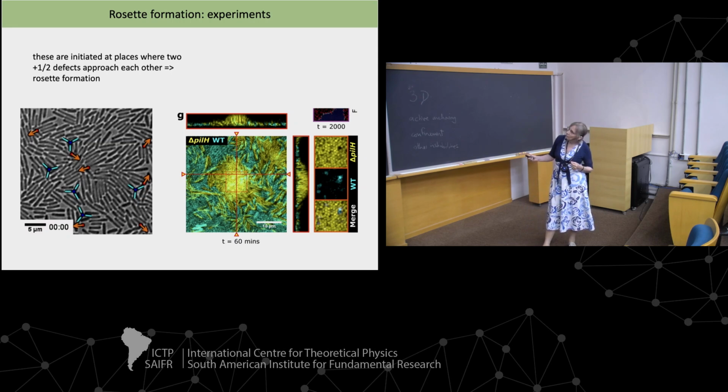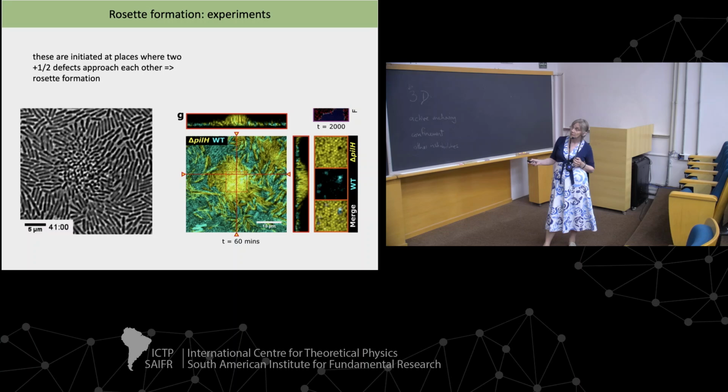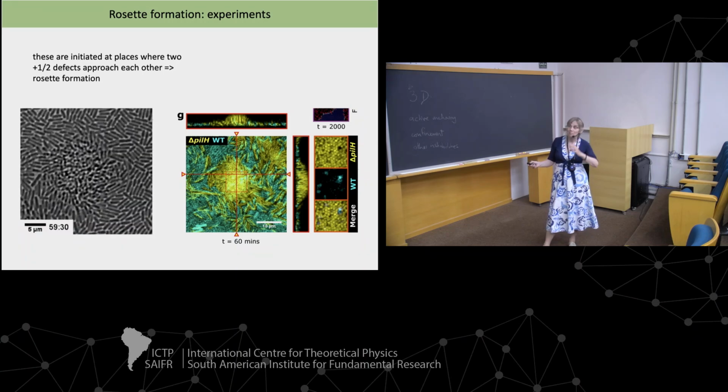Here are the plus a half defects. They come towards each other, and this region here is where the bacteria are ending up pointing towards you. Let's play that as a movie. These are really hard experiments. Ollie Meacock is the person who did them, because you have to find the right place to look at, and it's pretty small, right? So this is the verticalized region.